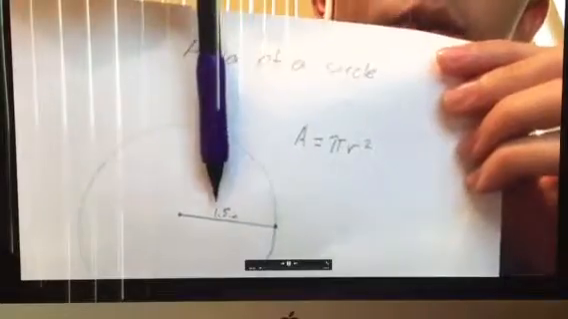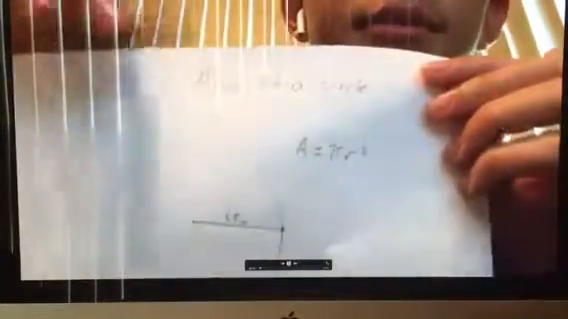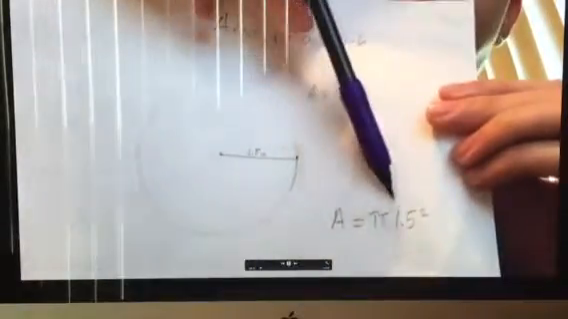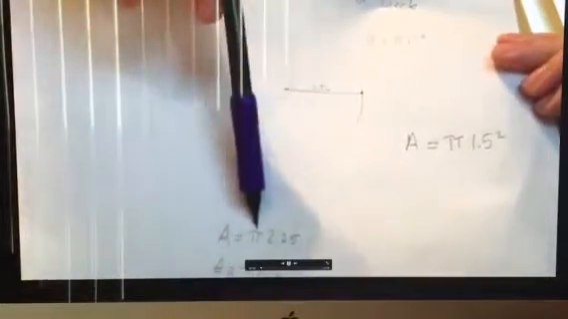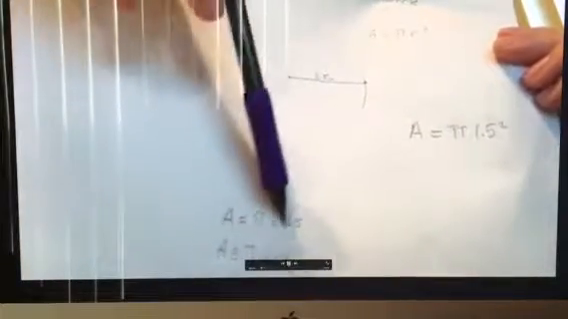So, for example, we have 1.5 for our radius. Now, when we plug that in, we would get pi times 1.5 squared. Right? Once we square our radius, we get 2.25 times pi. Multiply these two together, and we get 7.068. That is how you find the area of a circle.